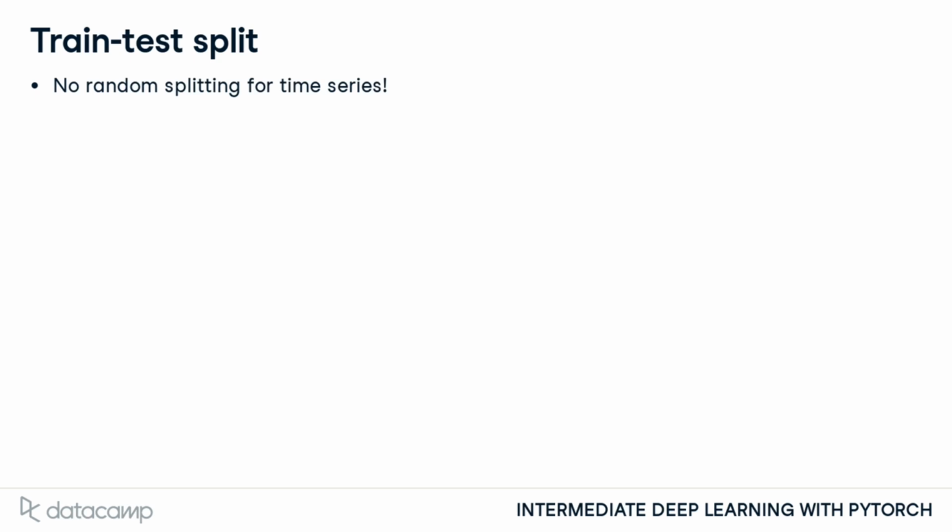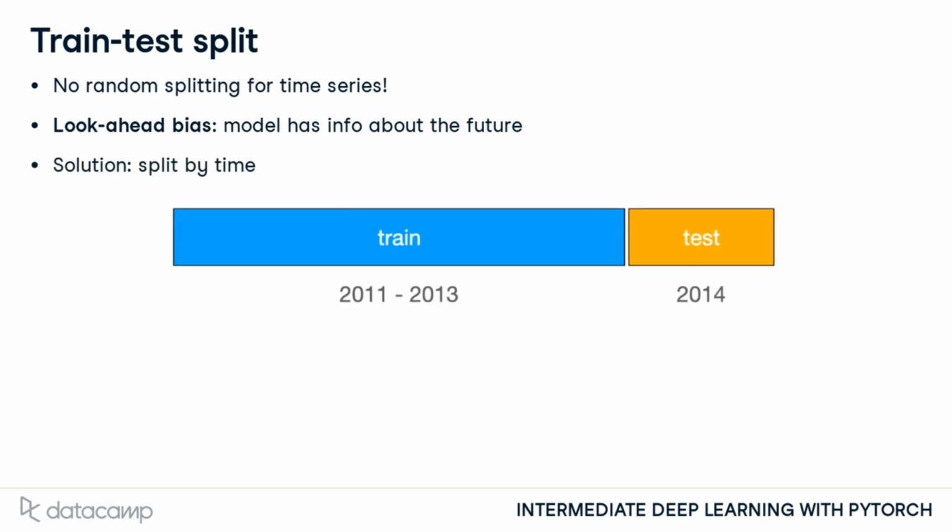If we split the data randomly, we risk creating a look-ahead bias, where the model has information about the future when making forecasts. In practice, we won't have the information about the future when making predictions, so our test set should reflect this reality. To avoid the look-ahead bias, we should split the data by time.